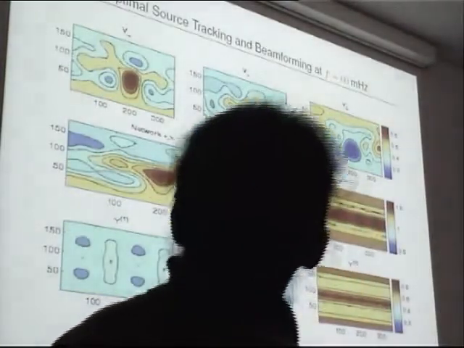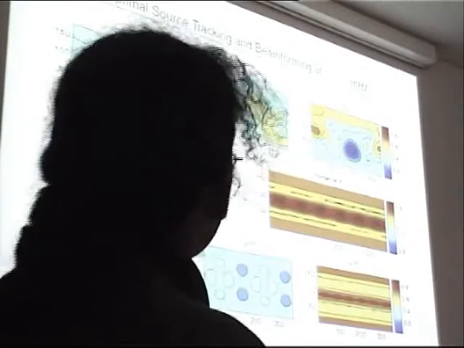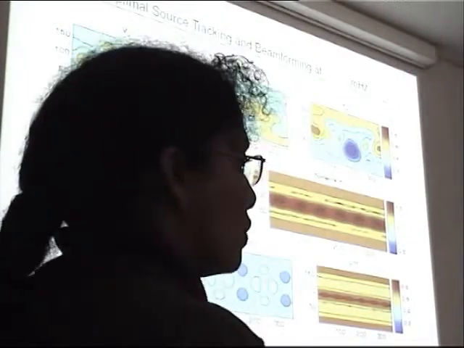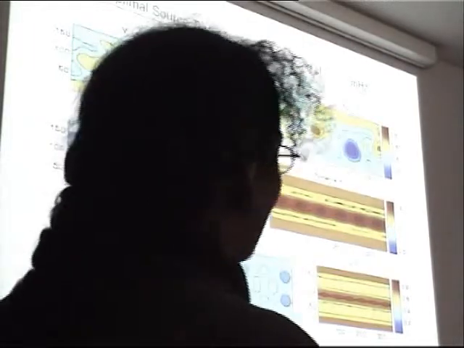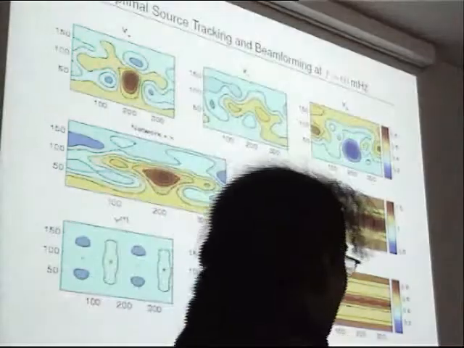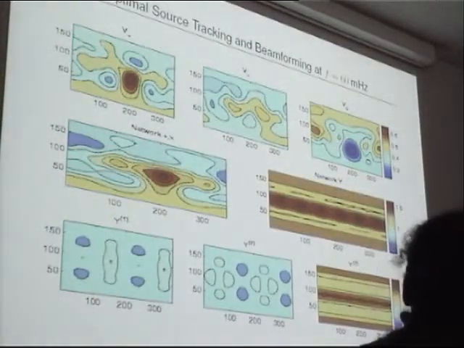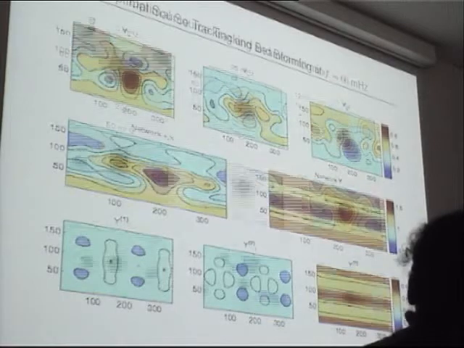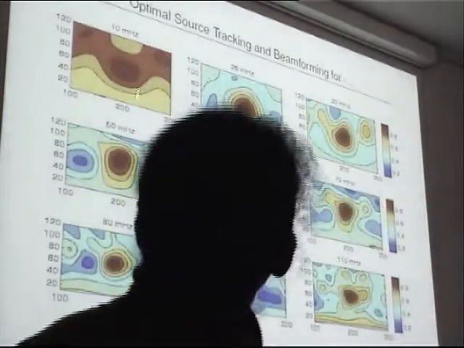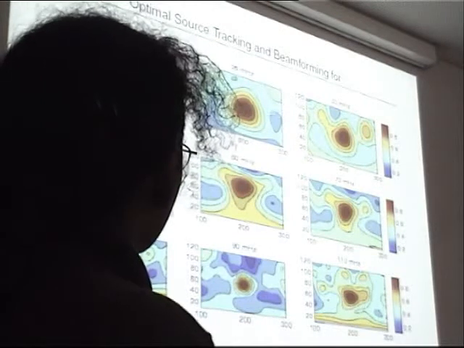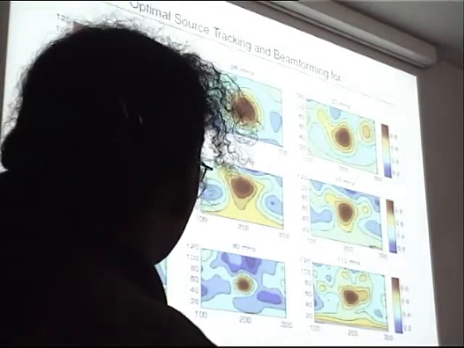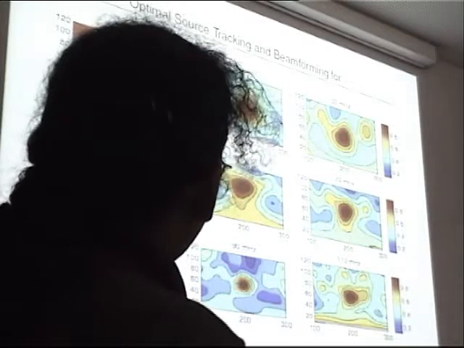So I show further for 60 millihertz. As you increase the frequency, of course, the beaming is better. This is what we call beamforming, and it improves with the frequency. This is plotted for different frequencies from 10 millihertz, 25 millihertz, and so on and so forth.